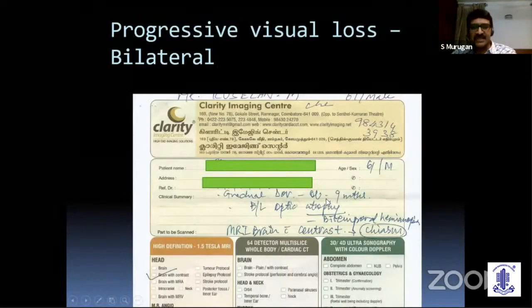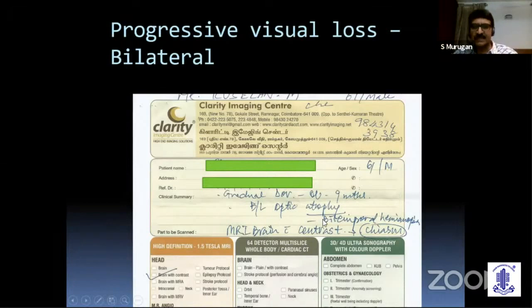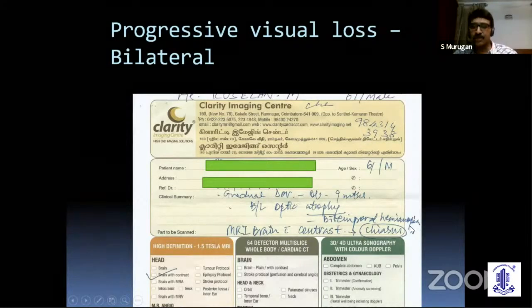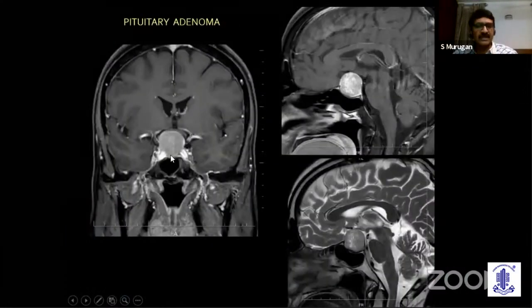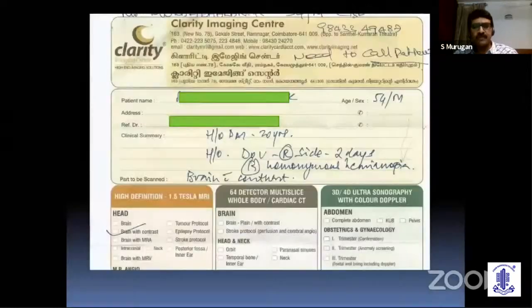And some of the clinical cases: progressive bilateral visual loss, as mentioned clearly, bilateral optic atrophy, bilateral hemianopia. So we are suspecting chiasmal lesions, and MRI is the choice. You can see the central pituitary adenoma compressing, and you can even see the chiasma which is getting displaced. In a younger age group, we find craniopharyngioma more often.